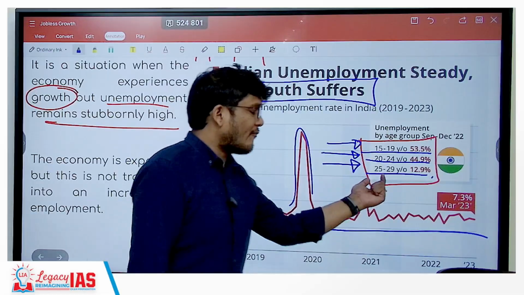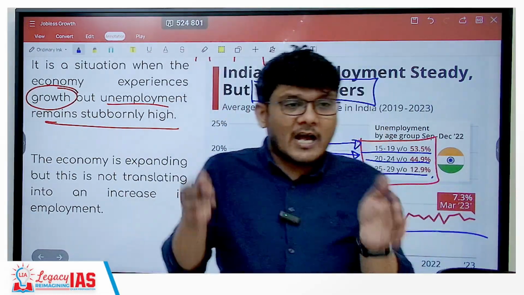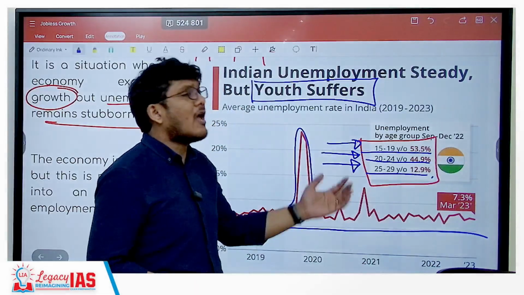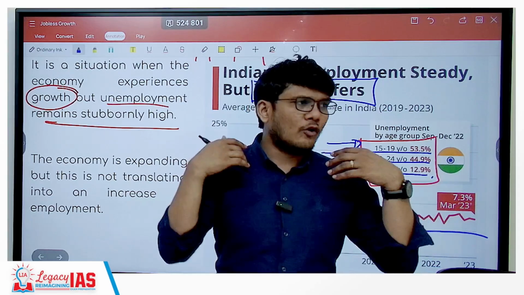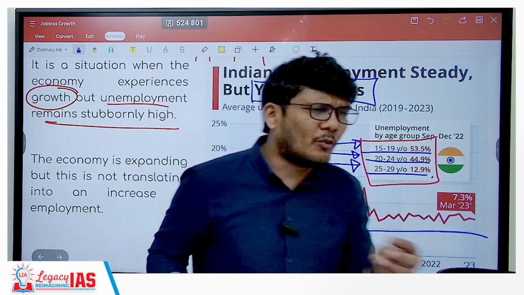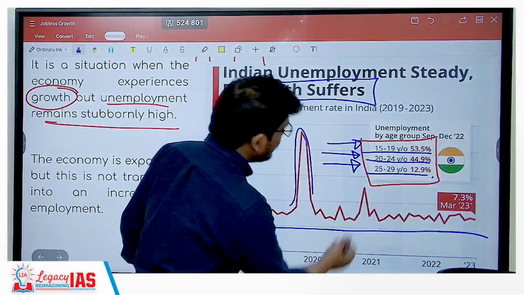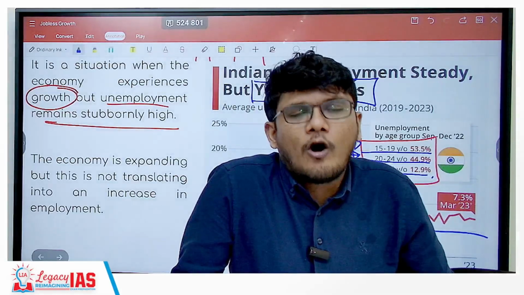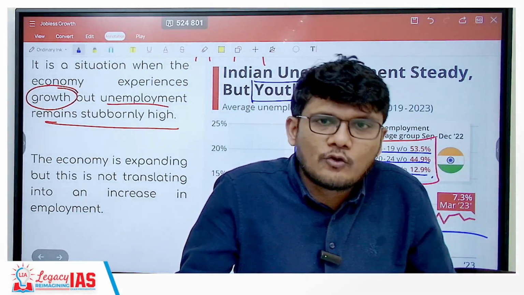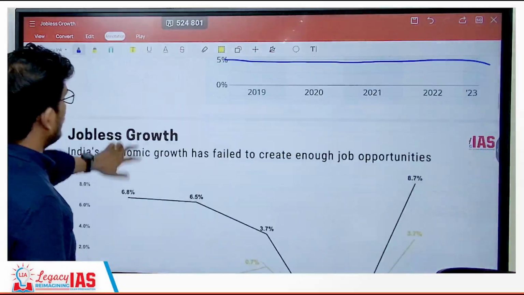After some time, when you are 25, 26, 27, 28 or 29 years old, that's when the unemployment rate goes down, because after a huge struggle, after a long drawn search for a job, or doing something or the other, or studying more till you find a job, then you are able to get it. But the youth is facing a huge issue of joblessness, even though the growth is there. So this particular thing you should specifically mention in your answer.